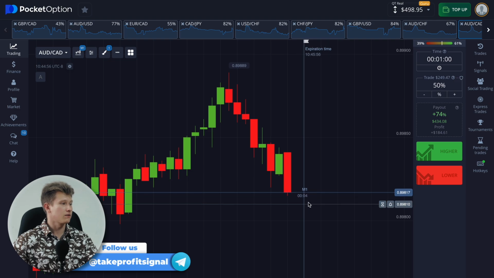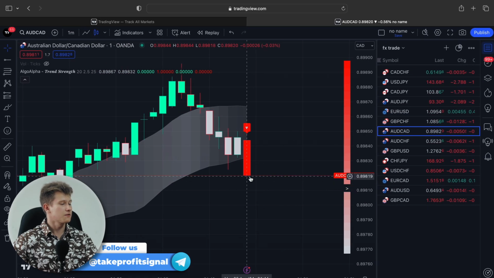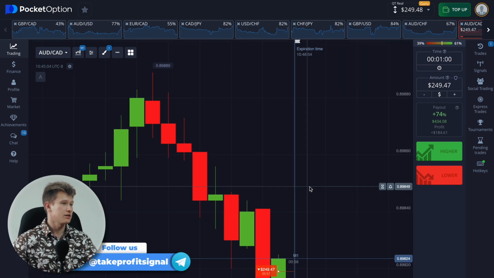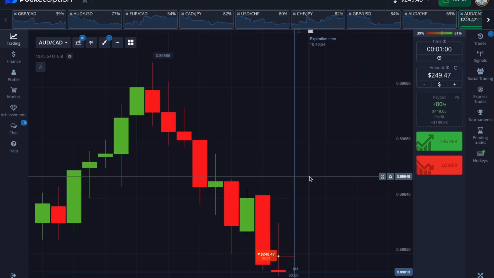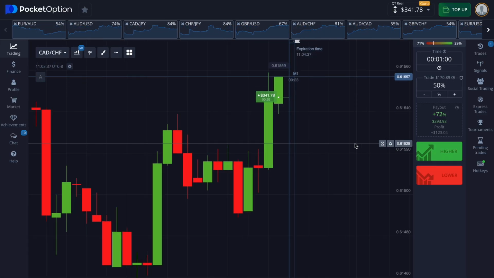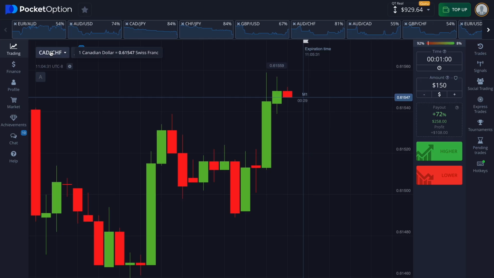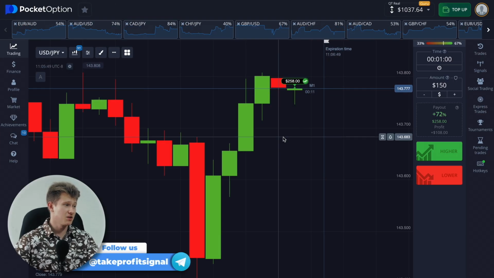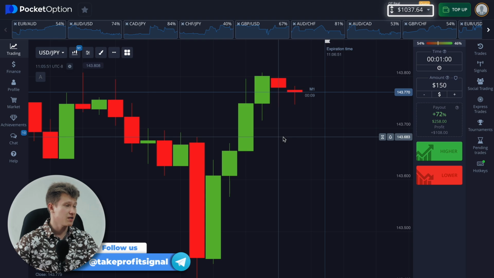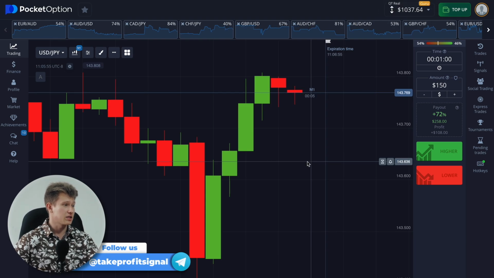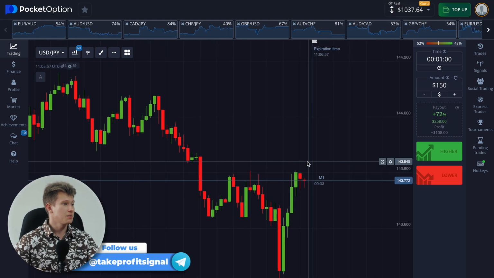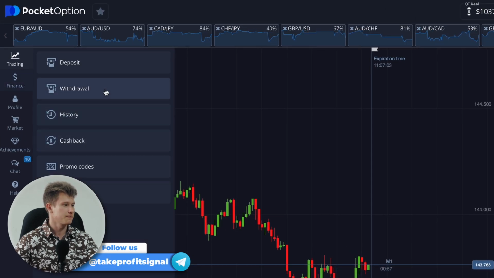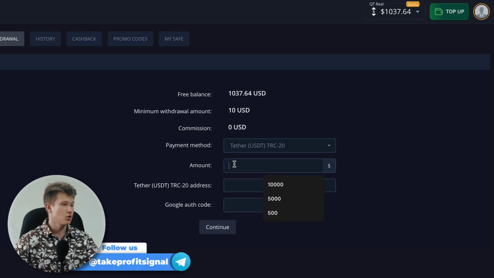We take into account the next signal. In 3 seconds, the formation of this candle will end, and we immediately open on the downside. Friends, by some miracle, just unbelievable, the losing trade is closing in the plus. As you can see, I didn't risk 50% because we literally needed only a small bet to reach our goal of $1,000. Let's celebrate by making a withdrawal.